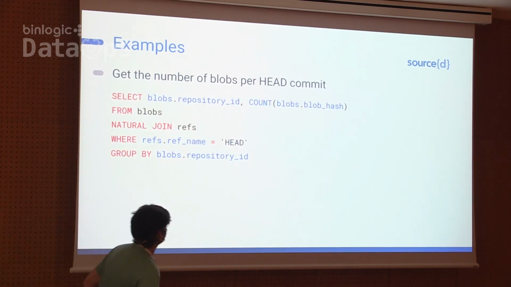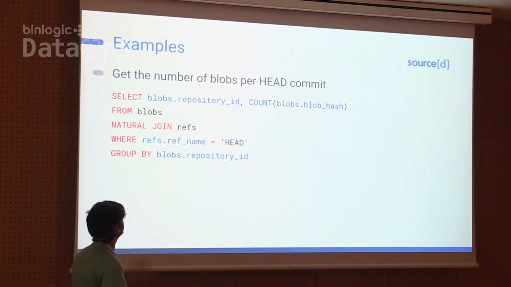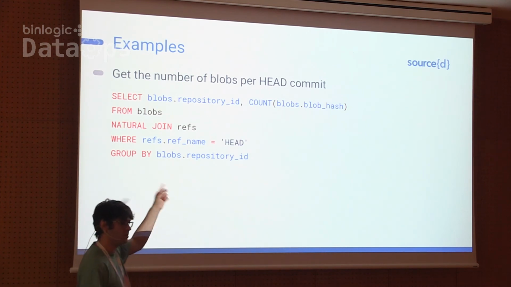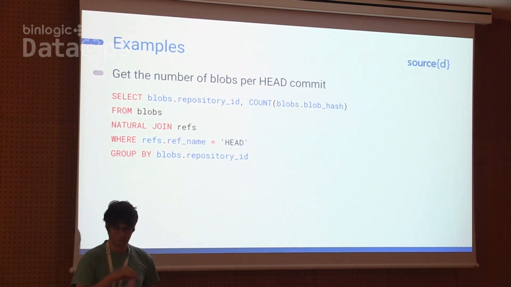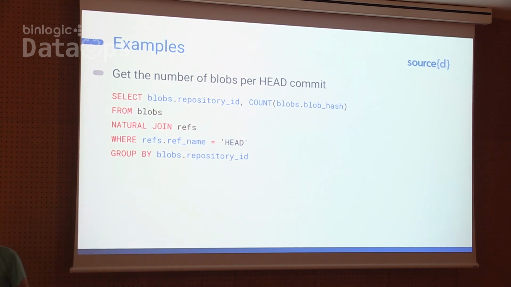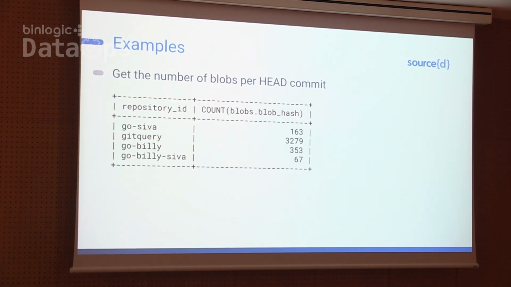This is a very easy one. I just wanted to show you that we can use natural joins. When we created the tables and the columns, the naming was also thought to be very easy to use with natural joins. So you don't have to do a lot of inner joins between a lot of tables to find what you want. You can use natural joins, and that's it. And this is the result of the query.